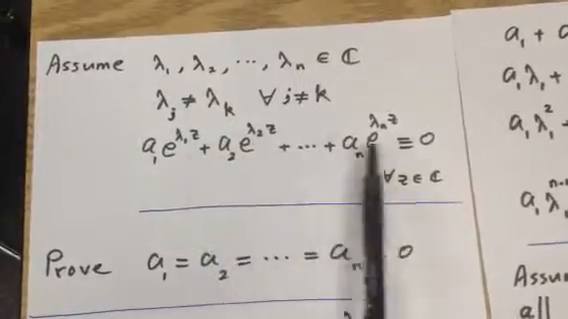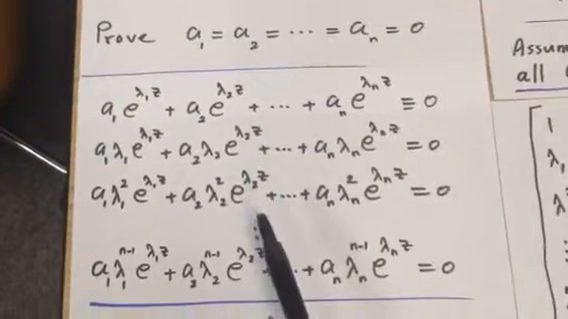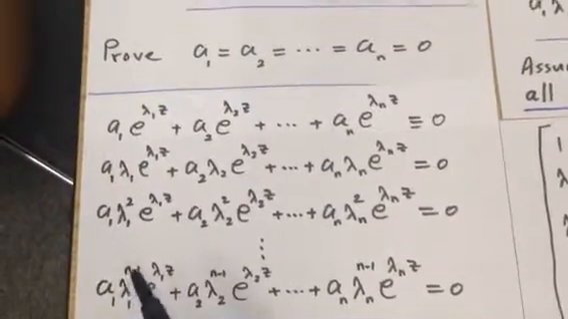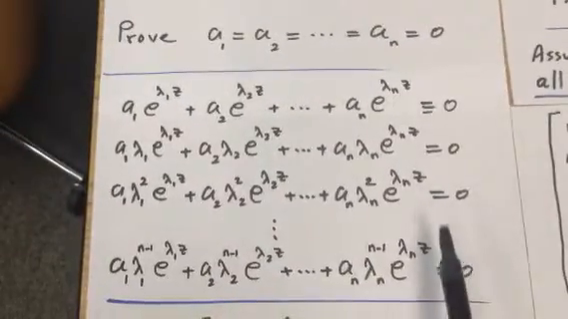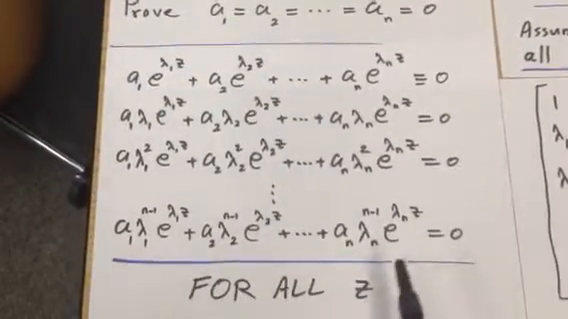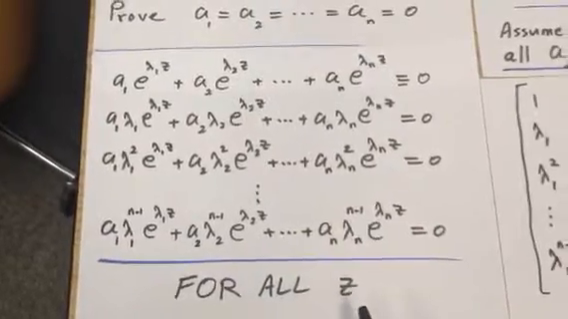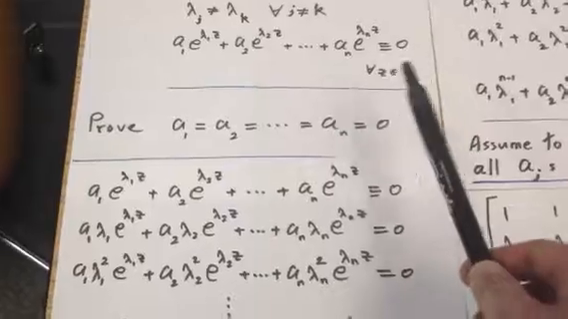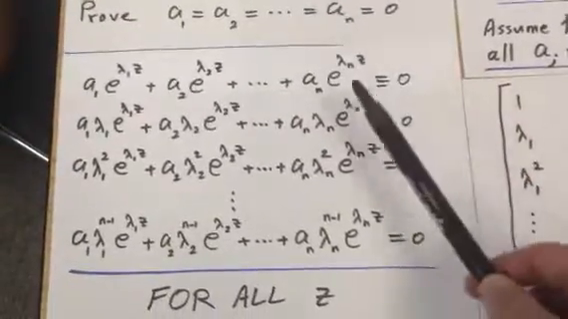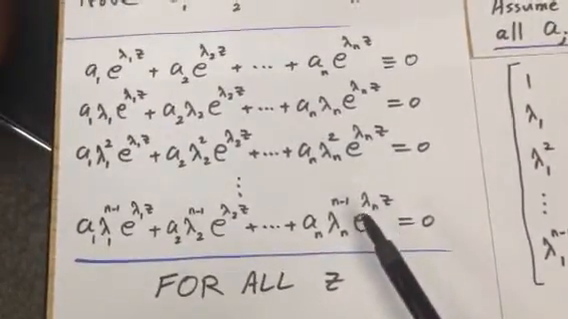So because this is a constant function, all of its derivatives are 0. So we take the first derivative, the second derivative, and all the way to the n minus first derivative, and we set them all equal to 0. And this must be the case for every z. Because that original function is a constant function, all of its derivatives would be 0 functions.